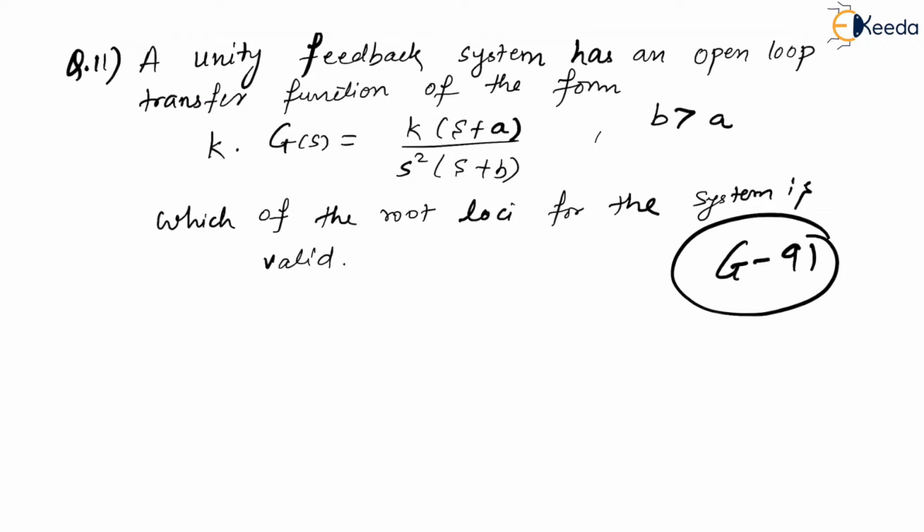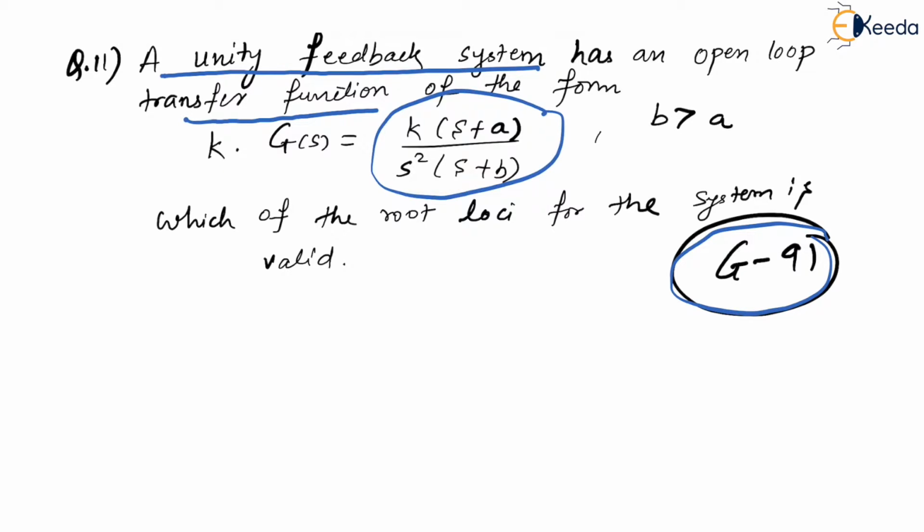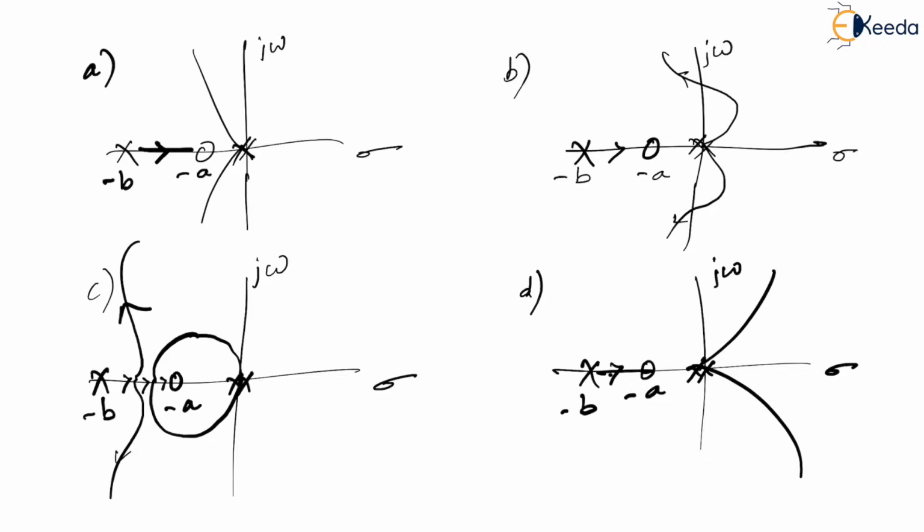Now, GATE 1991 question. Very important and easy question as well. A unity feedback system has an open loop transfer function of the form. This is the transfer function. In that, if you observe, they are saying that B is greater than A, which means this pole is farther away than the zero from origin. Which of the following root loci is valid? These are the options. Four options given.